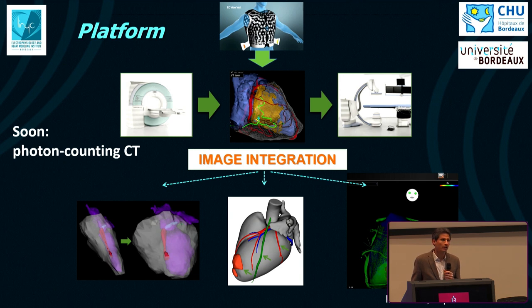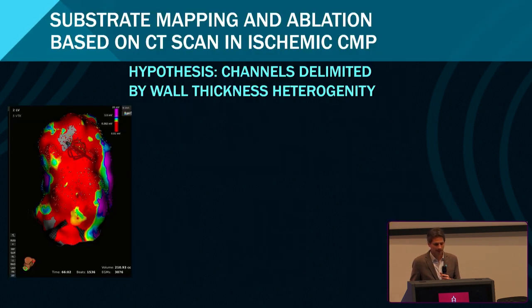So basically, the workflow, and the one on which we are working in Bordeaux, is to get any kind of images, depending on what you have: CT scan, but also we can imagine body surface mapping, MRI, MIBG, or whatever kind of images you have. We develop software to translate that into color coding, and that can be implemented in any kind of 3D mapping system, and then you will navigate within these images.